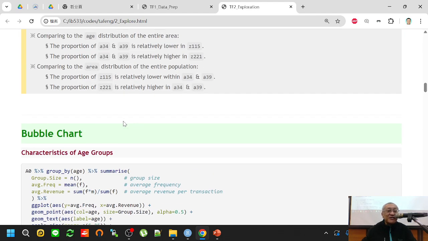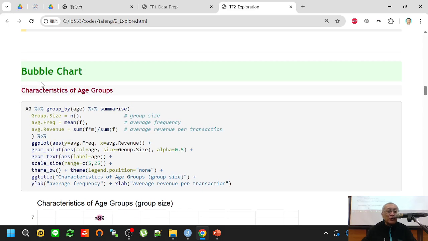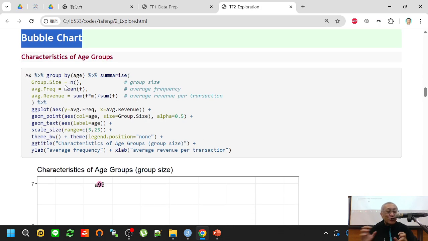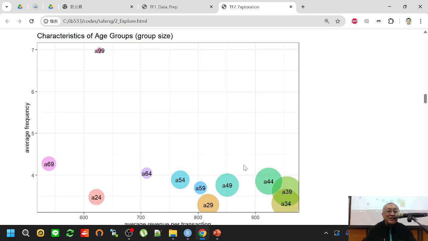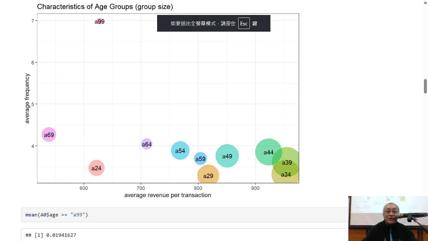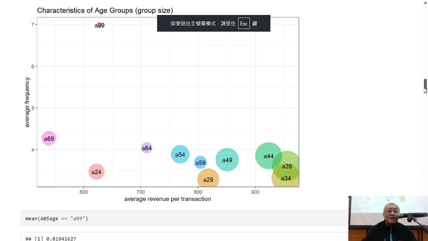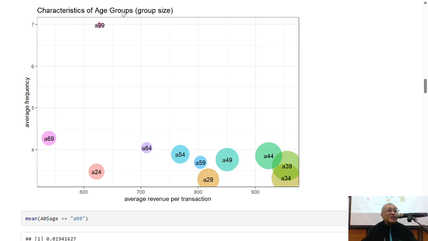And the second thing is more straightforward. It is to use a bubble plot to do group comparison, right? So as you can see, let's look at the chart before looking at the code. Okay, so in this chart you can see the characteristics of age groups, right? This is the buying behavior of each age group.